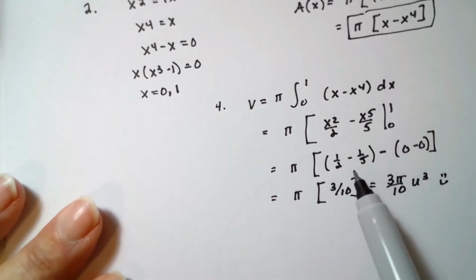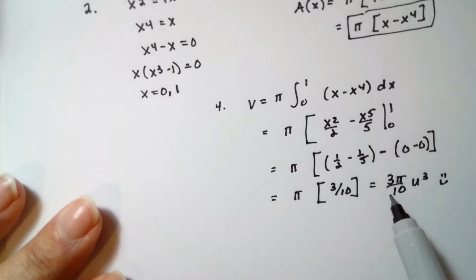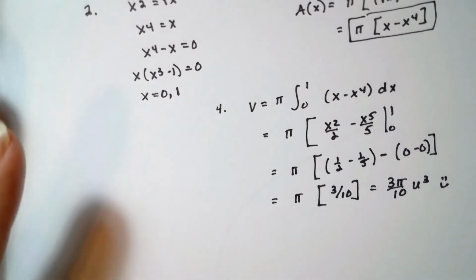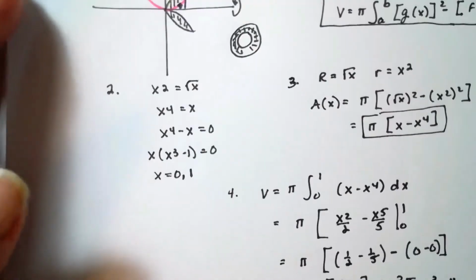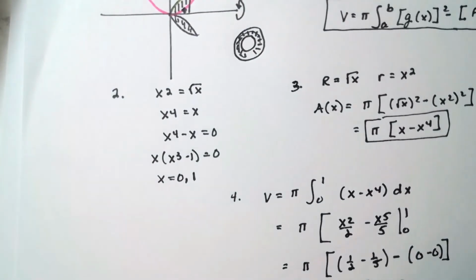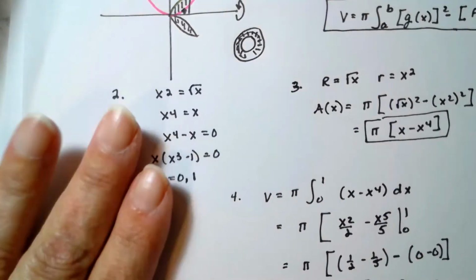Anyway, if I clean this up, I get 3 over 10 times pi, so 3/10 pi. Now if you get to use the calculator, that's really nice, because you're going to have two parts to your exam. You're definitely going to have a volume on there, but I don't know if it's going to be on the calculator or non-calculator part. So you need to know how to do it by hand, right?